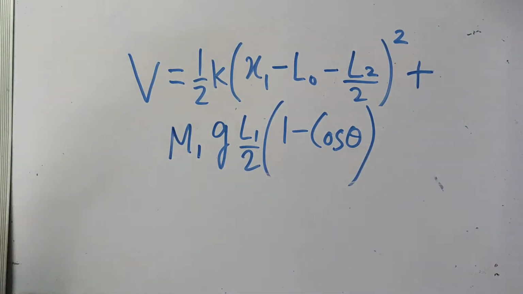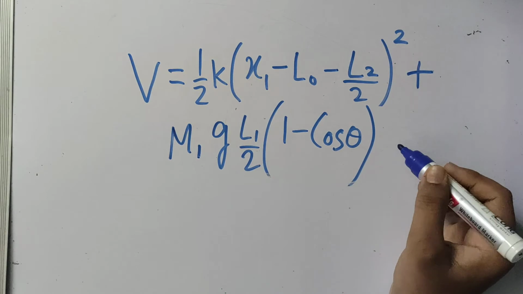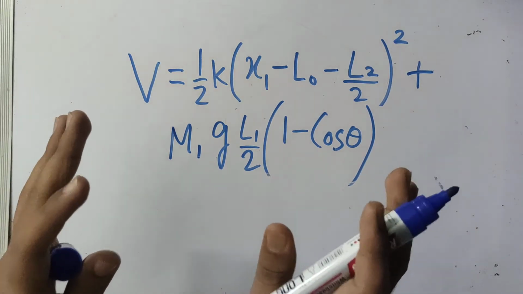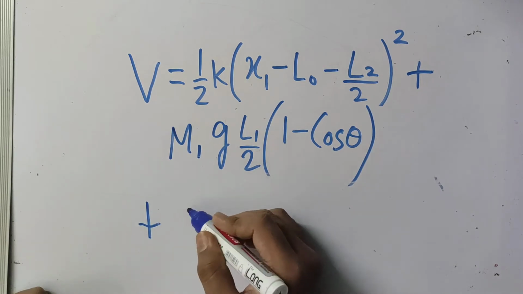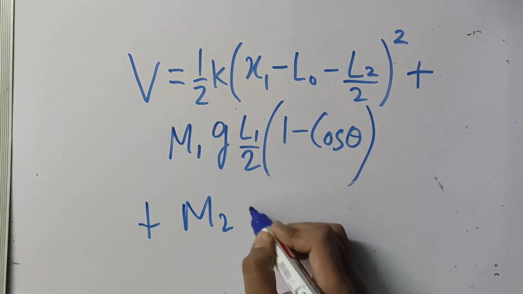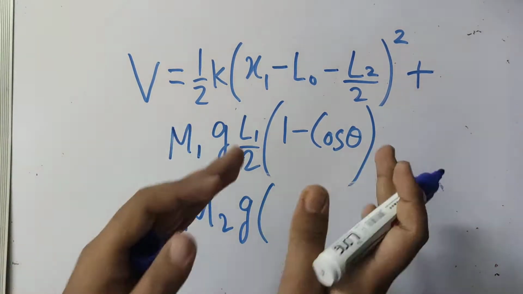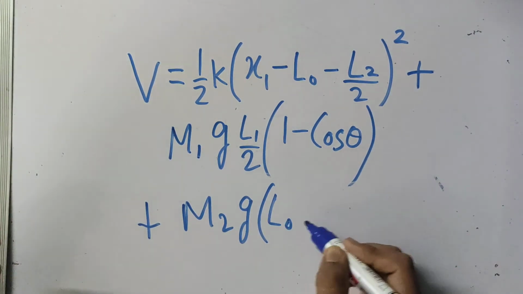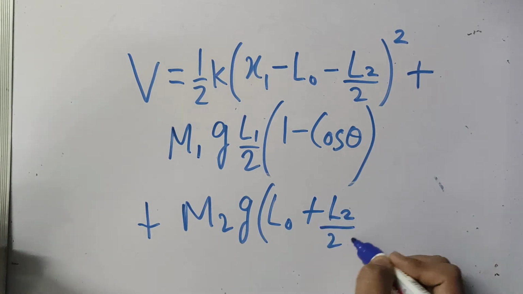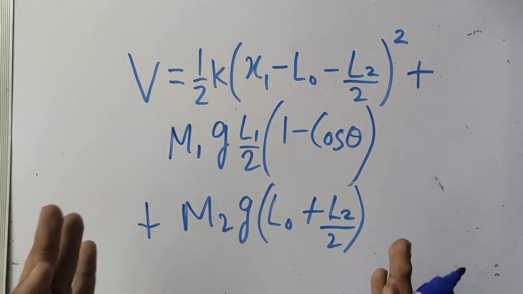Now what are we left with? Potential energy of the sleeve. Yes, what is that? Now for the sleeve it's a bit complicated, a big expression. It is plus m2 g. I will first write the initial position's configurational potential energy, that is L0 plus L2 by 2. I'll explain why.